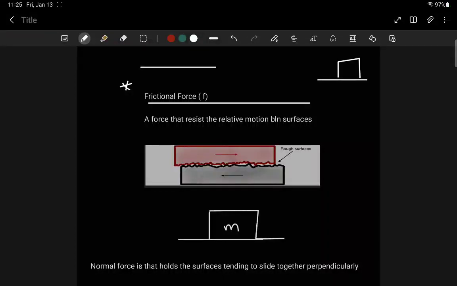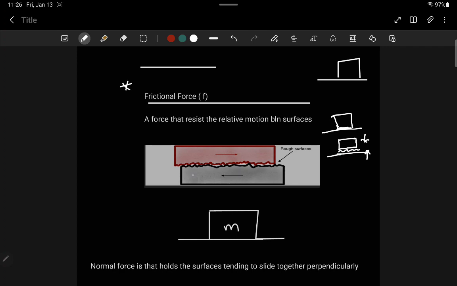In this video, we are going to talk about frictional force. Frictional force is a force that resists the relative motion between two surfaces. You can have two surfaces. When you see these two surfaces, there is a surface of the object above and there is a support. Now, these two surfaces are held together by a certain force called the normal force.